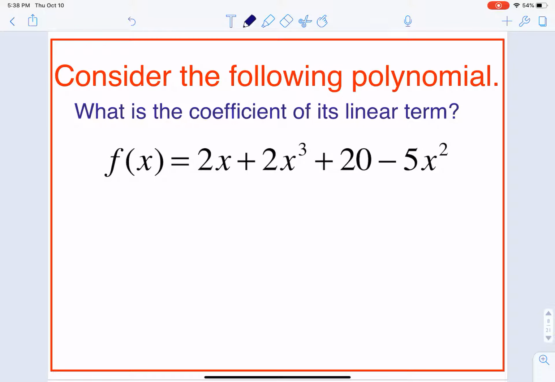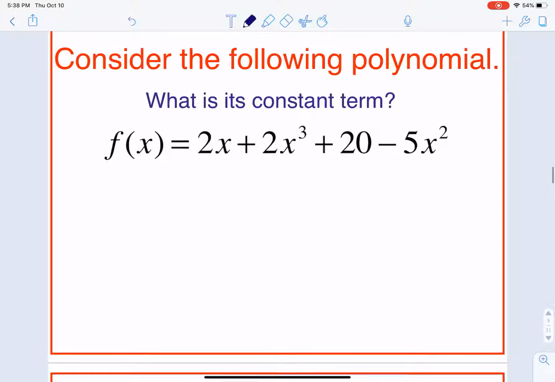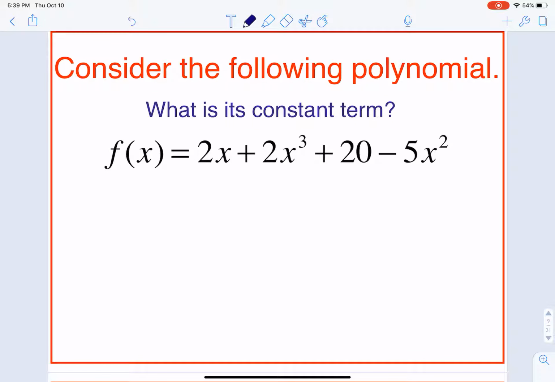What is the coefficient of its linear term? So linear is 1x here. So here I have x to the first power, and my coefficient there is 2. Just cruising through some of this vocab, guys.